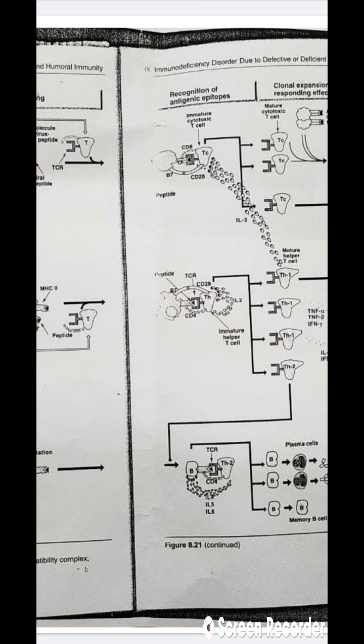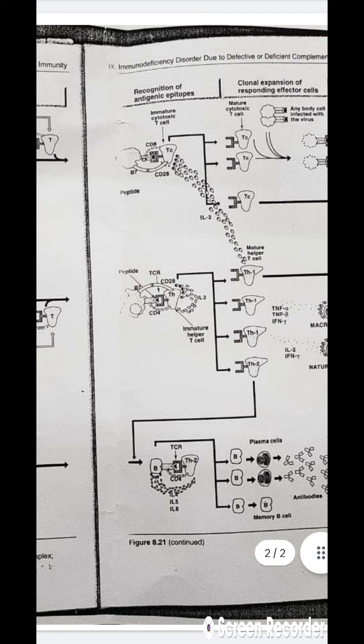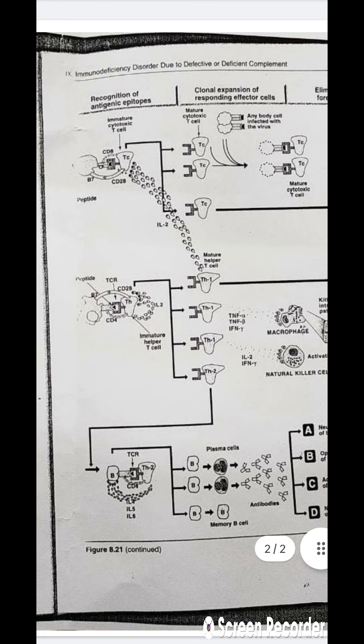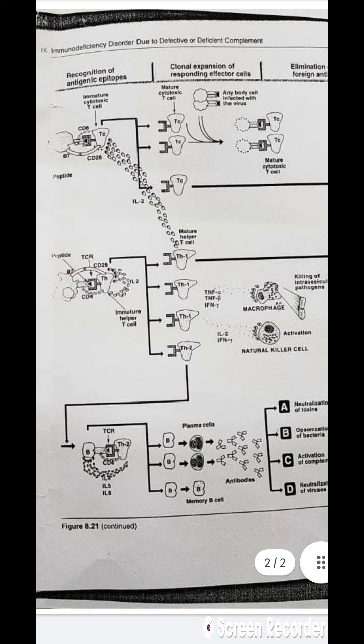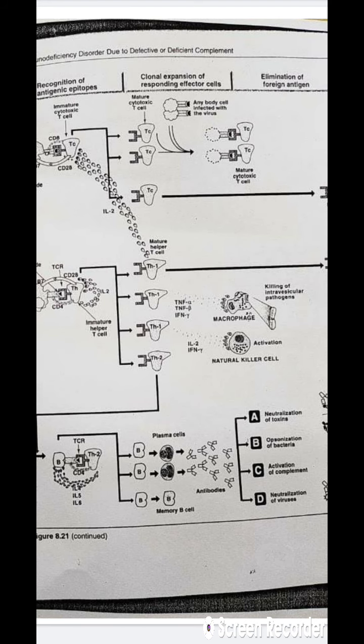Second one, the co-receptor binding of B7 of the macrophage or antigen presenting cell and the CD28 of the helper T cells, and the interleukin 2 that is liberated and acts upon the Th cell itself. Okay, so three signals. After these three signals, what happens? They divide into two subtypes, Th1 and Th2. Th1 helps the cytotoxic immunity in the form of interleukin 2, and Th2 participates in and helps the humoral immunity.